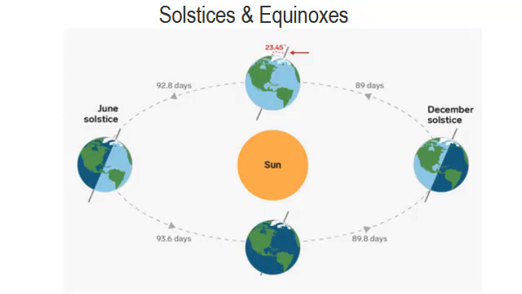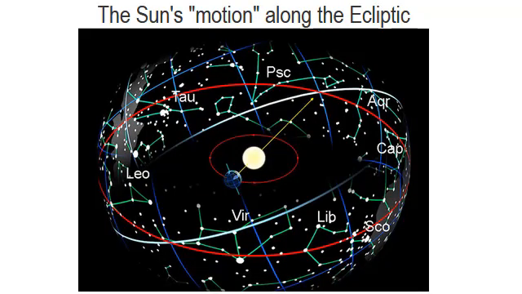Solstices and equinoxes occur because the axis around which the Earth rotates every 24 hours is not perpendicular to the plane of its orbit around the sun every 365 days. The sun moves 23.5 degrees above and below the celestial equator because the Earth's axis is tilted at that angle to its orbit. The sun appears to move along the ecliptic because the Earth's orbit around the sun places it in front of 12 different constellations.